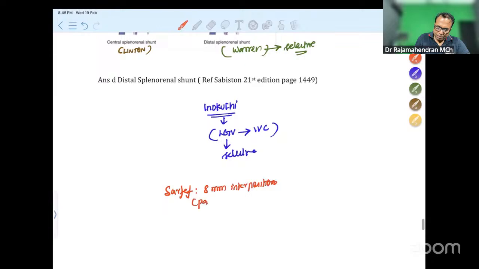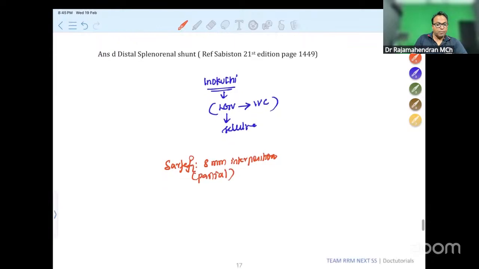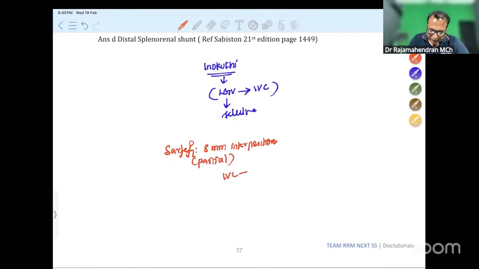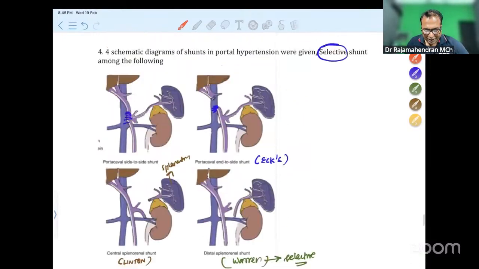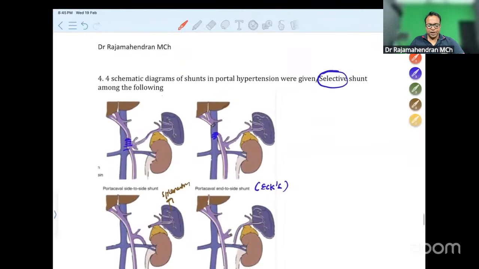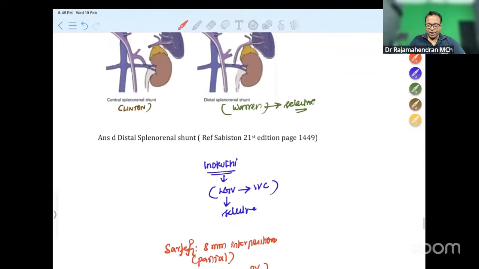It is called as Sarfe shunt or partial shunt, a partial shunt between IVC and portal vein. Interposition shunt, it's a partial shunt between IVC and portal vein. So please don't forget, the answer for this question is Warren shunt. Schematic representation is Warren shunt.